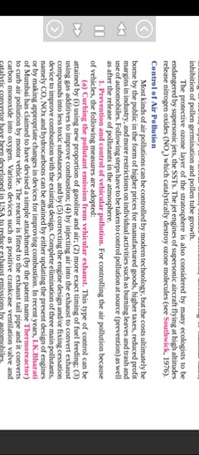Figure 14.12. The control of air pollution.